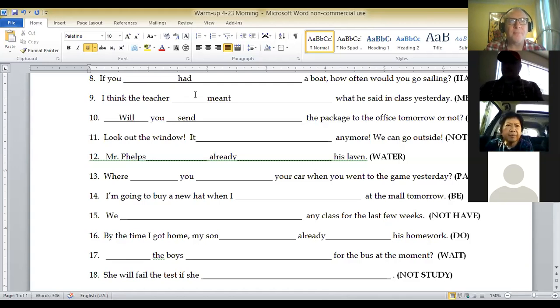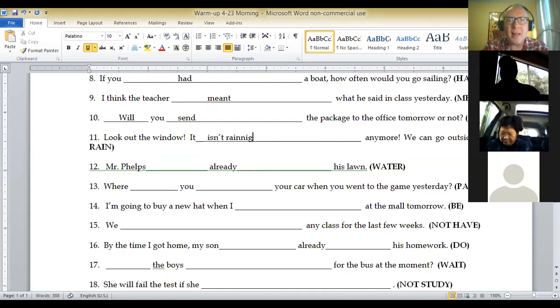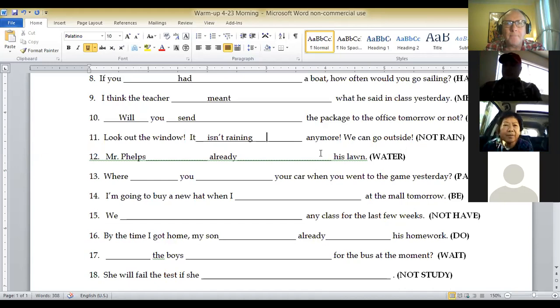All right. The next one, number 11, says anymore. Do we say isn't or doesn't? Isn't, exactly. It isn't raining anymore. We can go outside. It isn't raining.